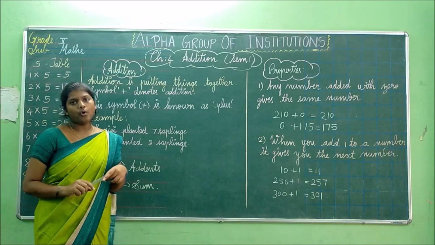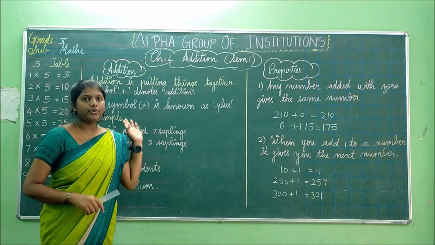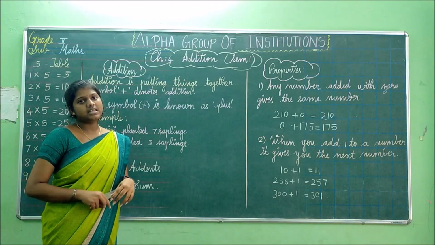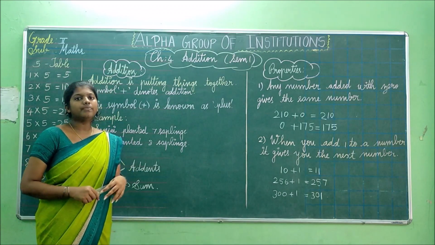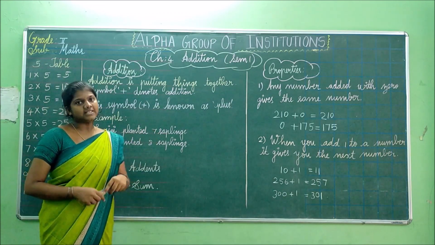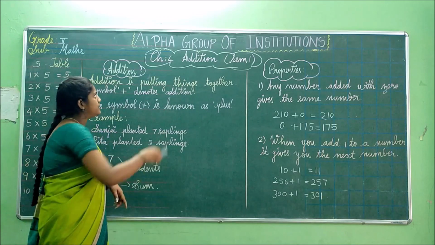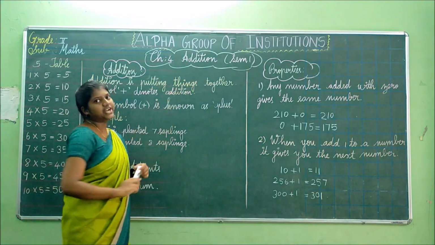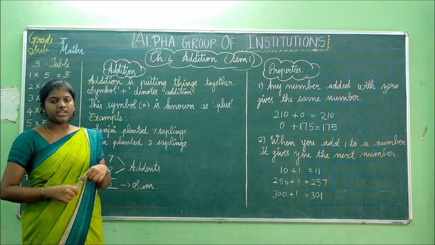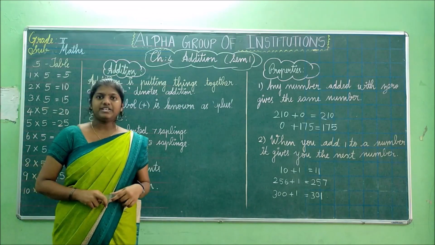So children, I hope now all of you understood 5 tables. Today we are going to enter into a new lesson, a new chapter. Chapter number 4, addition. So today what we are going to learn, children? We are going to learn addition.